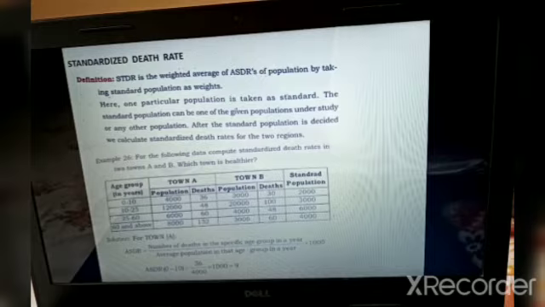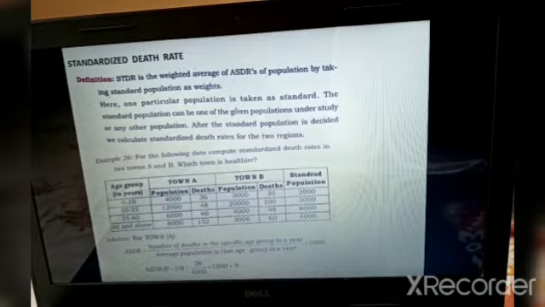So now the definition of standardized death rate. Standardized death rate is the weighted average of age-specific death rates of a population by taking standard populations as weights. Here, one particular population is taken as standard. The standard population can be any one of the given populations under study or any other population. After the standard population is decided, we calculate standardized death rates for two regions.